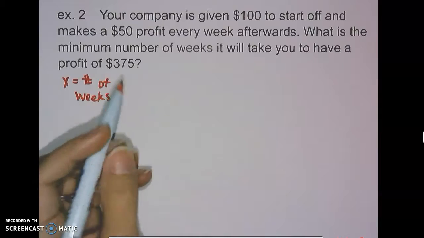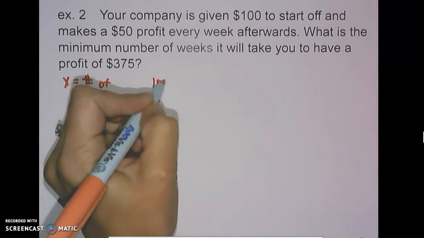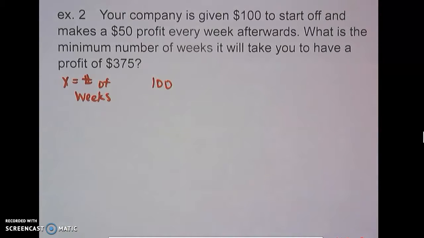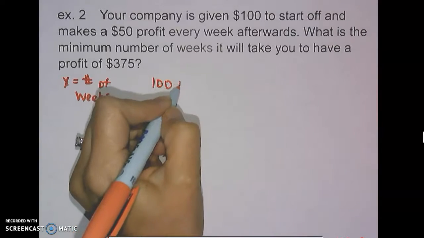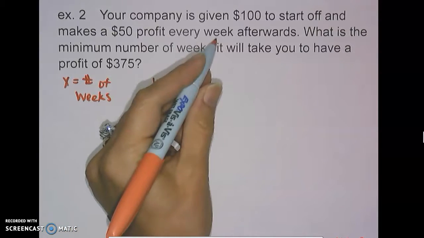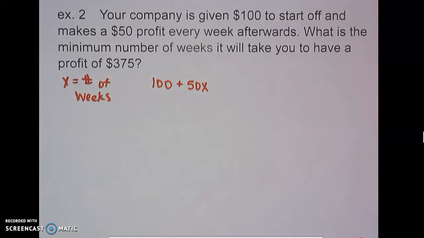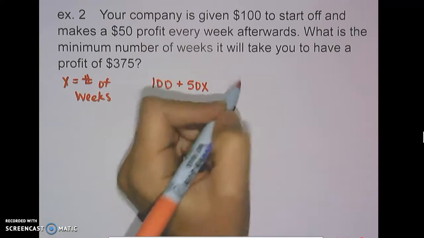Okay? So they're given $100 to start off. You're automatically given $100. And then you make $50 profit. What does that word profit mean? So it's money that you get to keep in your pocket or you get to keep as your company. And it's $50 every week. Well, we don't know how many weeks this is, so we're going to put an X with that. And we want to have a profit of $375.